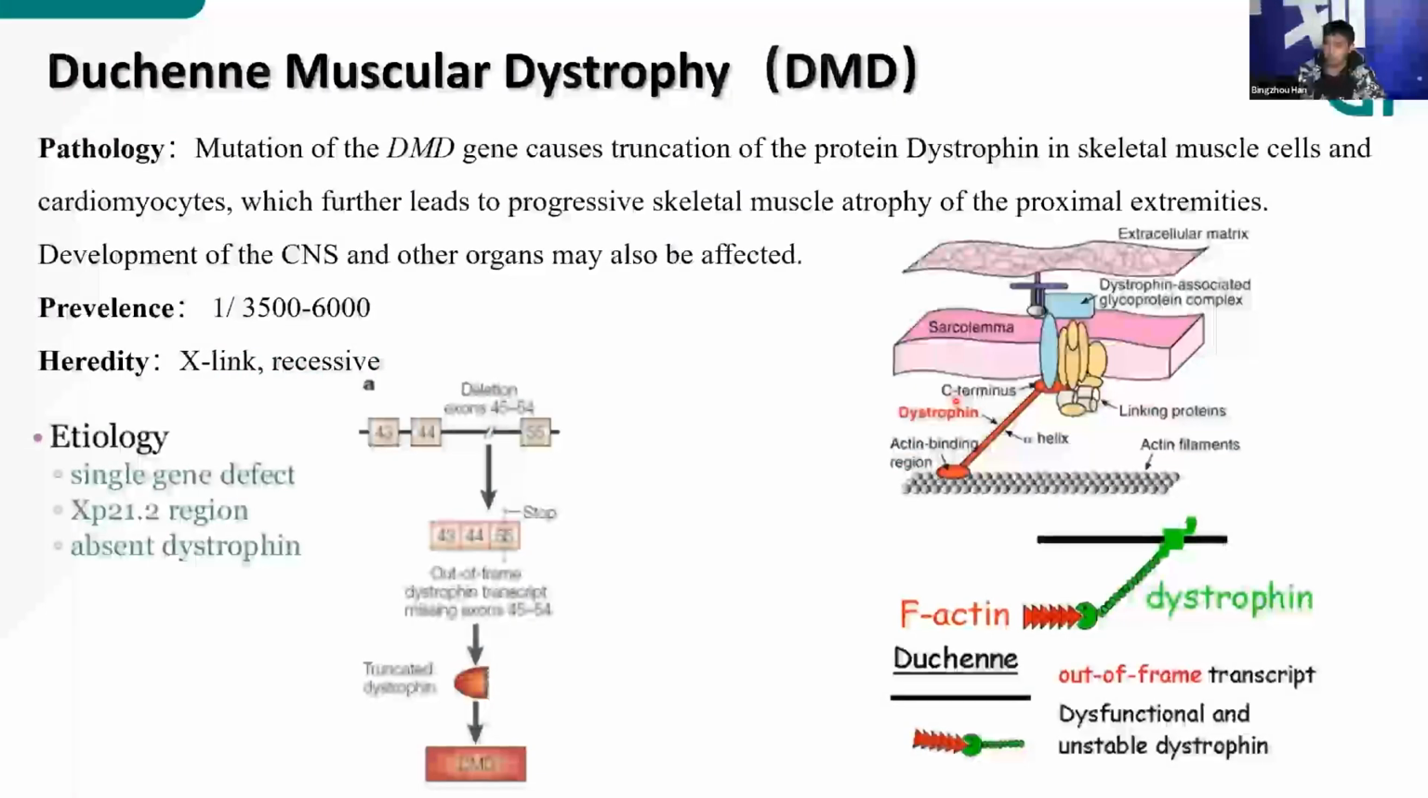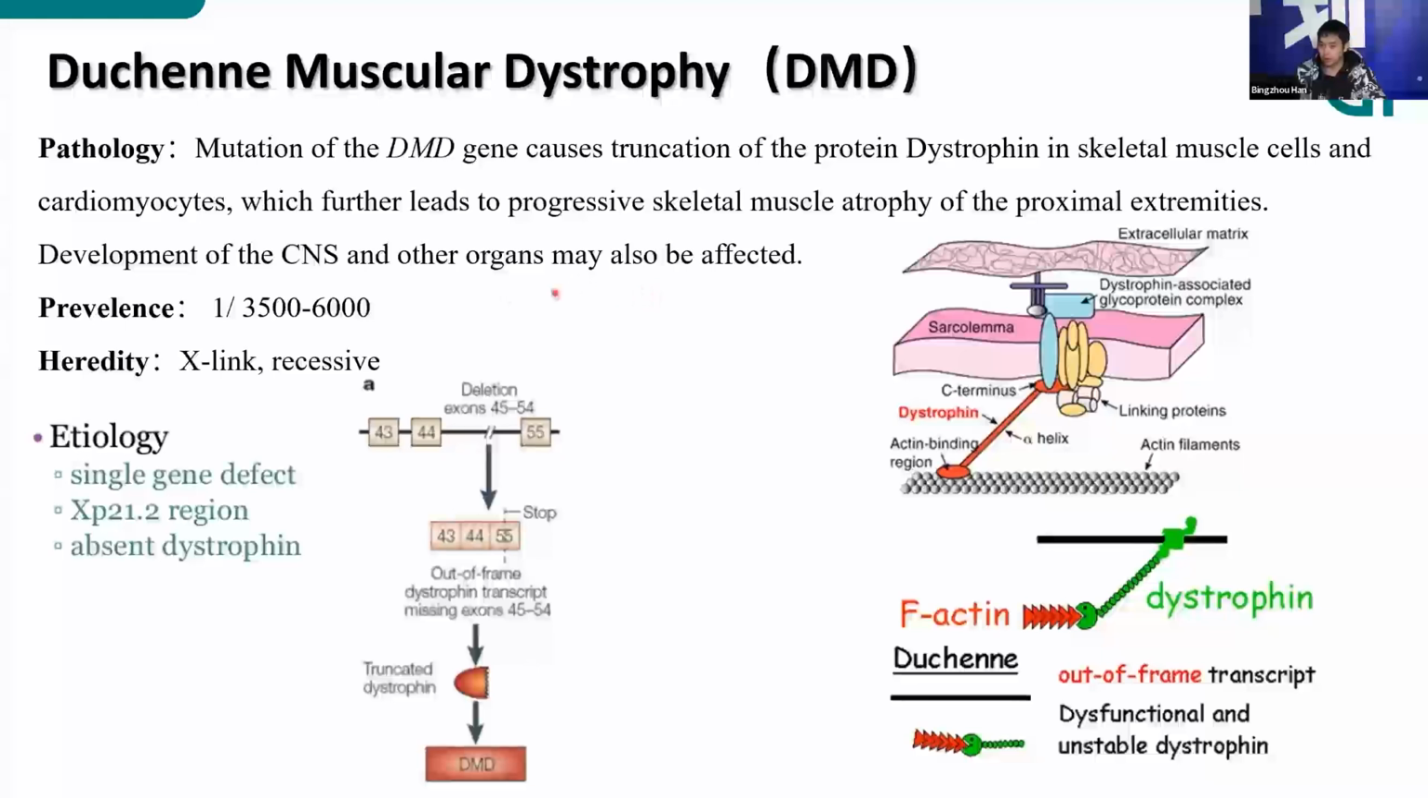The first one I want to introduce is Duchenne muscular dystrophy, DMD. The pathology of DMD is that mutation of this gene will cause a truncation of the dystrophin protein in our skeletal muscle cells and cardiomyocytes, which further leads to progressive skeletal muscle atrophy of the proximal extremities. Also, during the development of this syndrome, the development of the central nervous system and other organs may also be affected, and most patients won't live past 20 years old. So it is very severe.